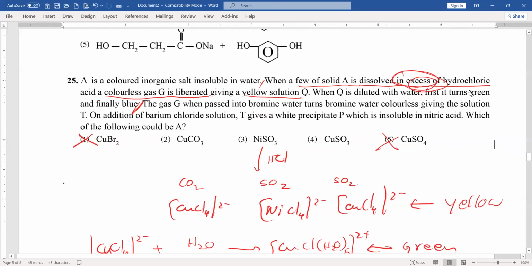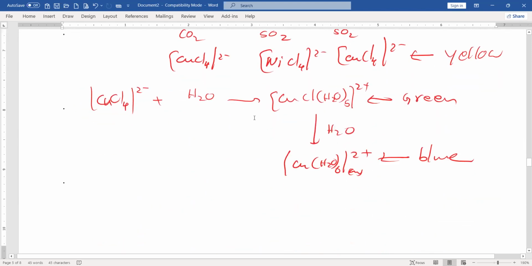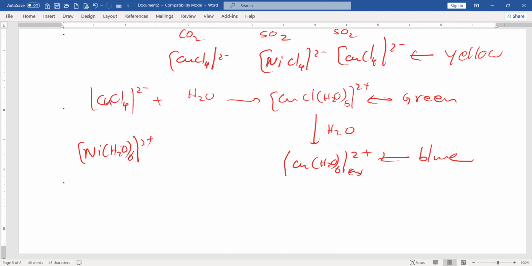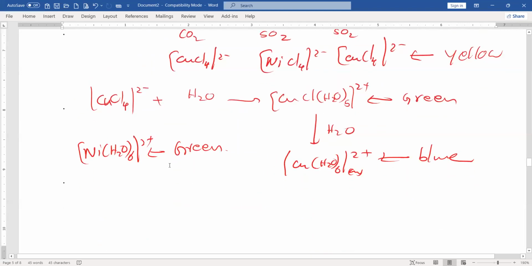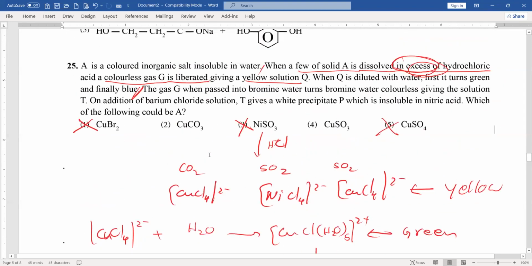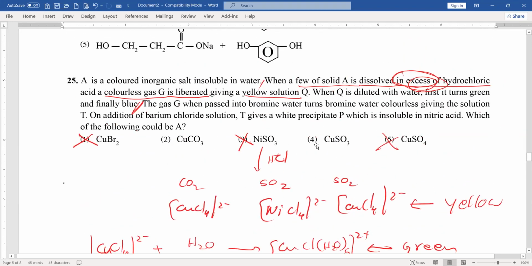Next, Q diluted, green and finally blue. Nickel gives only the green color solution. This Ni(H2O)6 2+ is green in color. It doesn't turn into blue. This is green. That's why the answer is a copper containing compound. Then this third one cannot be because of nickel. Nickel gives green. Then you can get the answer as the other options.